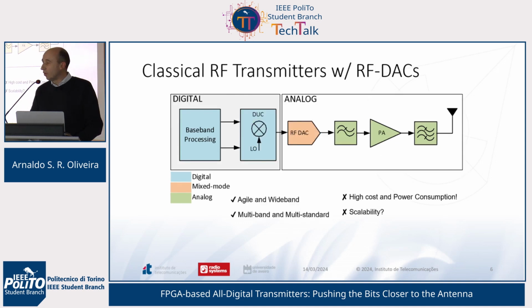Then transmitters evolved, and if we perform the radio processing in the digital world until RF, which means that all the baseband processing and the conversion are performed on the digital side, then the DACs are placed at RF, which means that they are sampling the signal at frequencies on the order of magnitude of the carrier frequency. Then only the filtering, amplification, and radiation are done in the analog world.